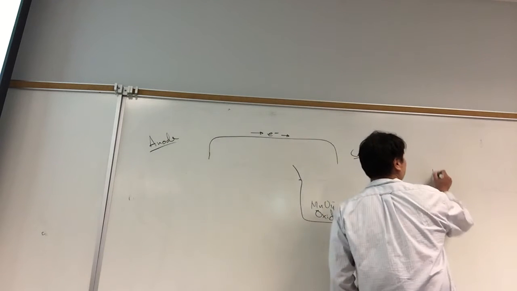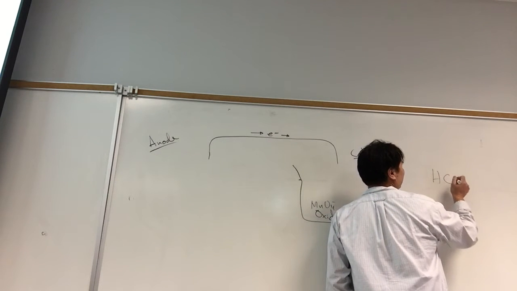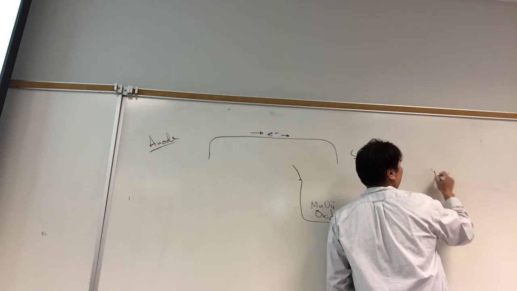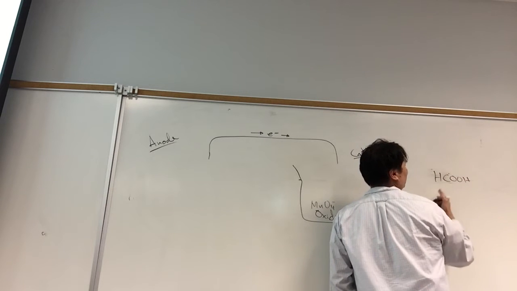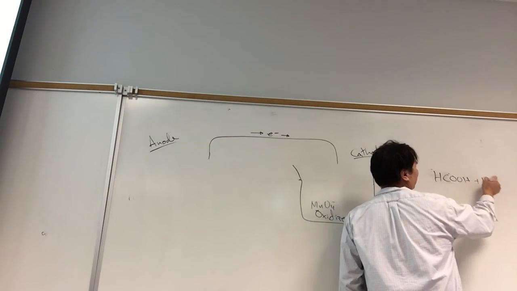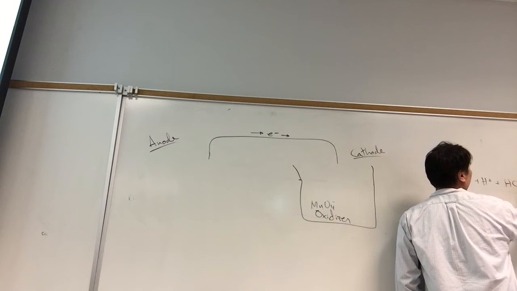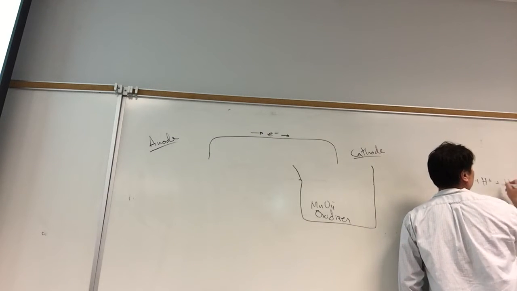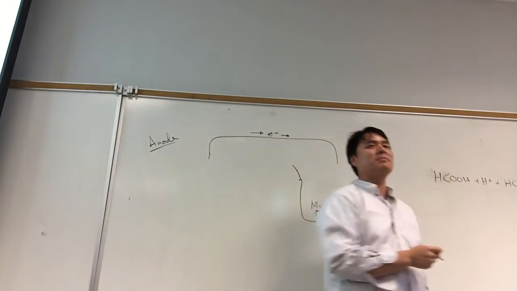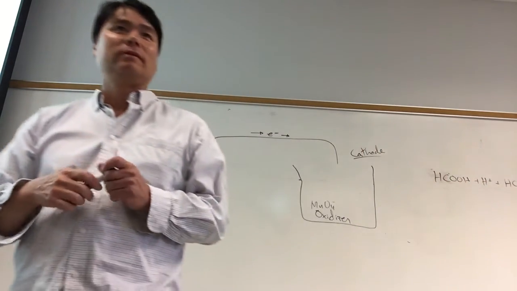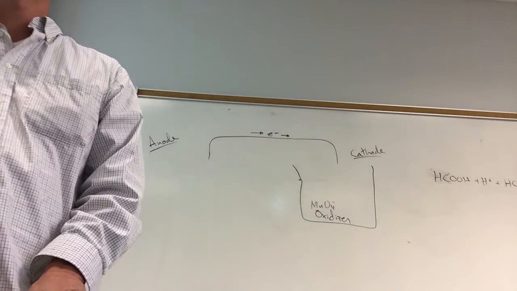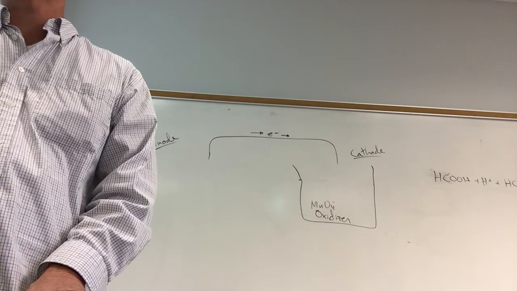So here's formic acid. Let me write it like this: HCOOH. The weak one must accept the proton. We're going to form HCOOH2+. The weak one has accepted the proton, yes? Because the weak one's going to be forced to take on the proton.